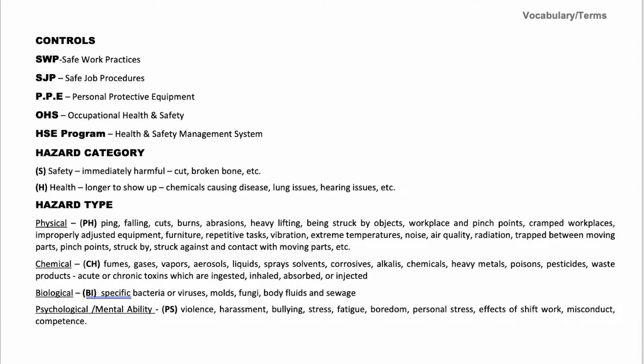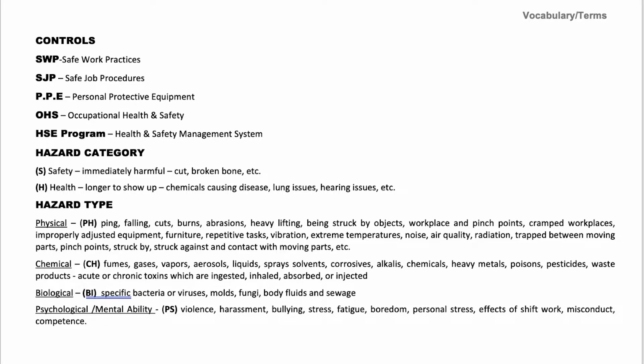Health is longer term issues, things that will take longer to show up, such as possibly chemicals causing disease, lung issues, hearing issues. If you're in an environment where you are around machines a lot, this could cause long-term hearing issues. And then finally, we have hazard types. So there are 4 main hazard types.